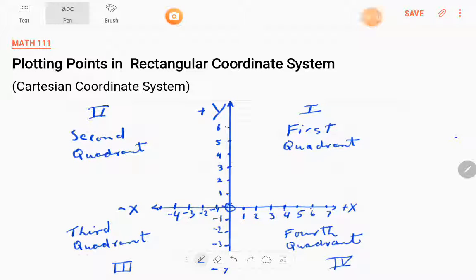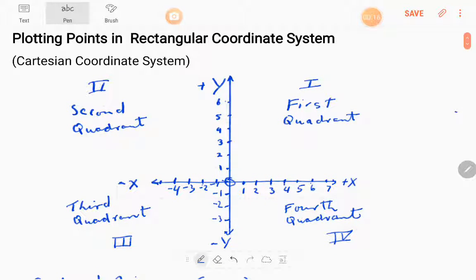In this video, we're going to be looking at plotting points in a rectangular coordinate system or Cartesian coordinate system. So here, the plane is broken up into 4 parts, where we have a first quadrant, second quadrant, third quadrant, and fourth quadrant. So the vertical line represents the y-axis. The horizontal line represents the x-axis. The center is called the origin.